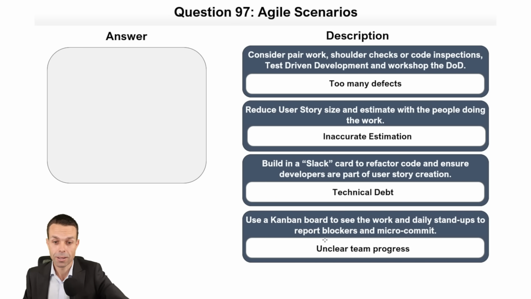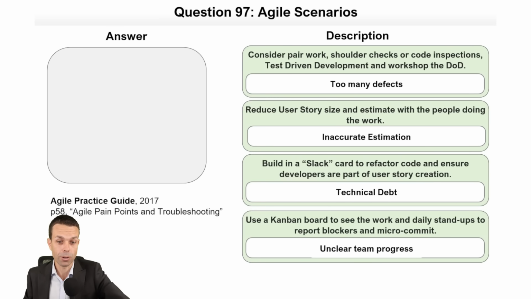Last one is going to be unclear team progress. We can use a Kanban board and use daily stand-ups to report blockers and to micro commit to what we're going to do in the next section. And if you want to see that, that's page 58, Agile Pain Points and Troubleshooting. And that's come through. Wonderful, wonderful stuff.